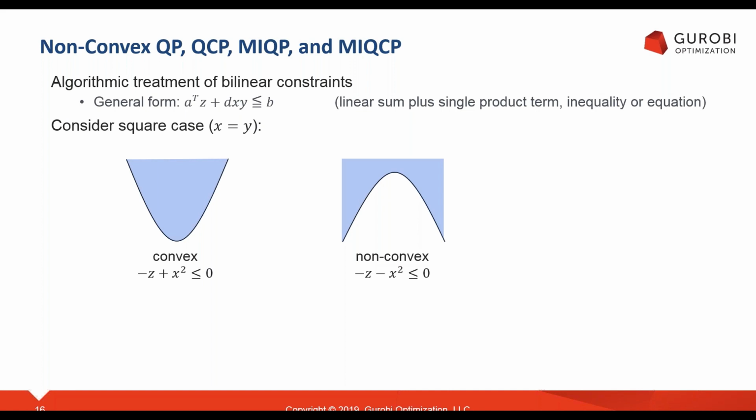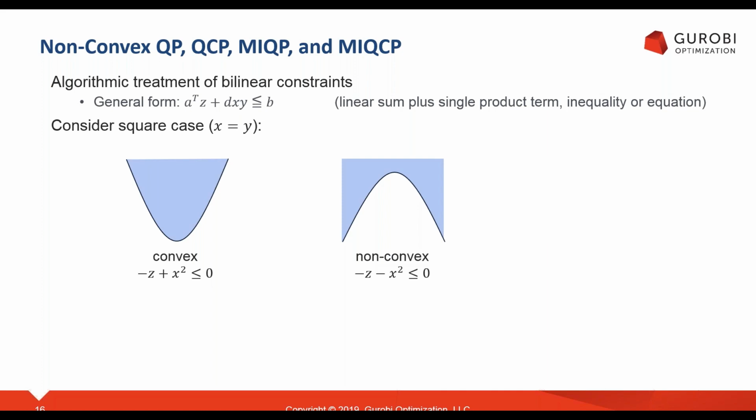So more generally, our bilinear constraints are a linear term, so a vector A times a variable vector Z, and then plus a single product term. So a coefficient D times a variable X times a variable Y. And that should be smaller or equal to a right-hand side B. So first consider the square case. So that means X and Y are actually the same variable. So we have X squared here.